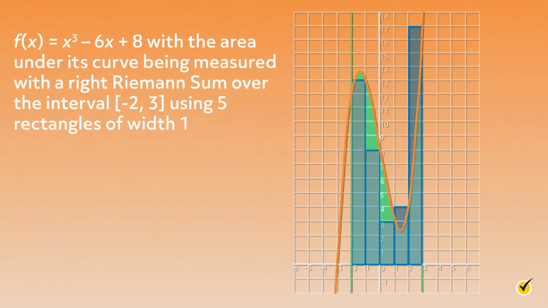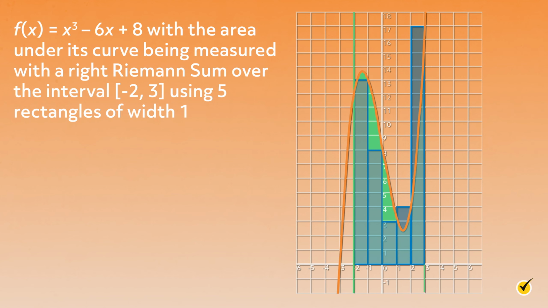Here we have the function f of x equals x cubed minus 6x plus 8, with the area under its curve being measured with a right Riemann sum over the closed interval -2 to 3, using 5 rectangles of width 1. Notice that when the graph is decreasing, the rectangles give an underestimate, and when the graph is increasing, they give an overestimate. The steeper the sections of the graph, the more these trends are exacerbated.